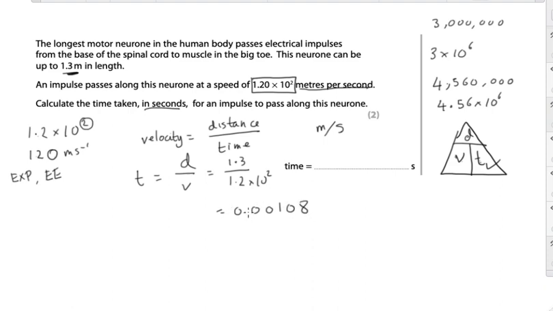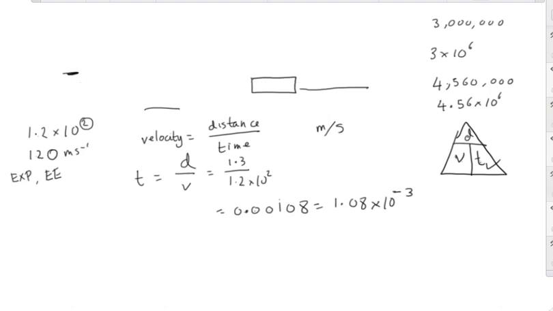0.00108. Now we can write this as 1.08 times 10, and this time we're going after the decimal place, 1, 2, 3. So it's, because after the decimal place we say minus 3. Okay. Just get rid of that.